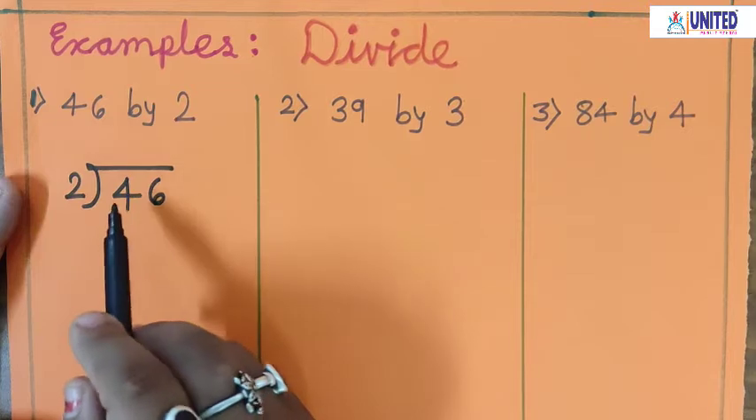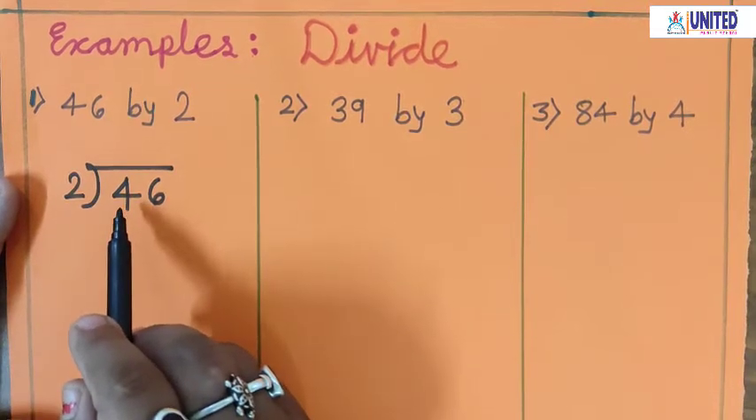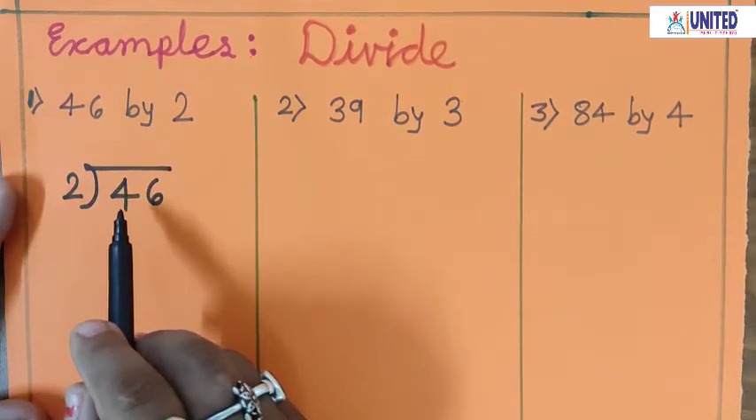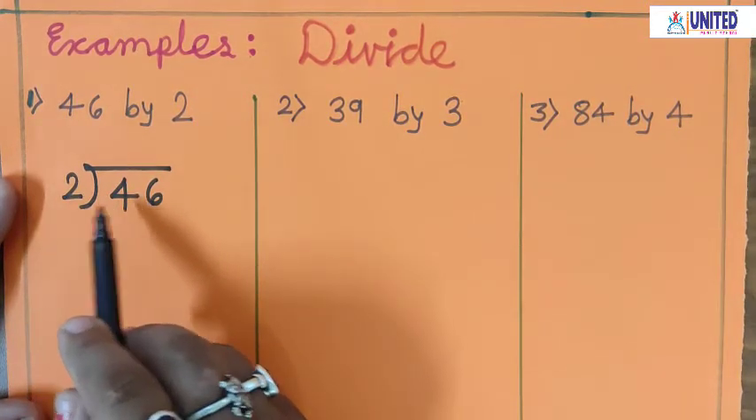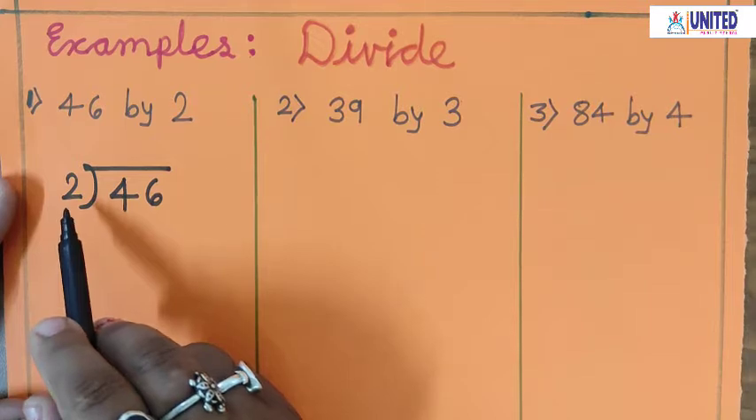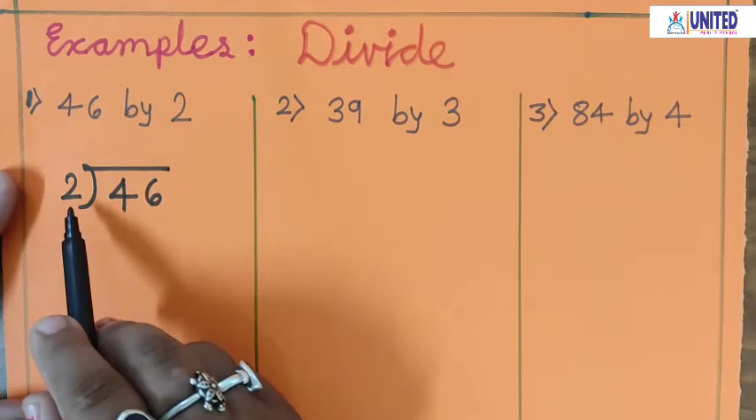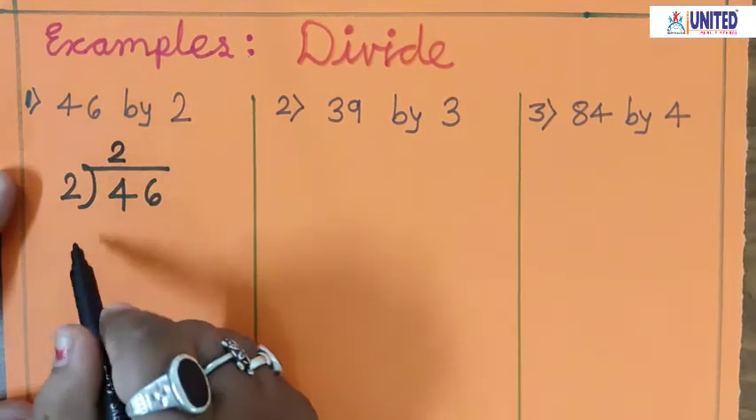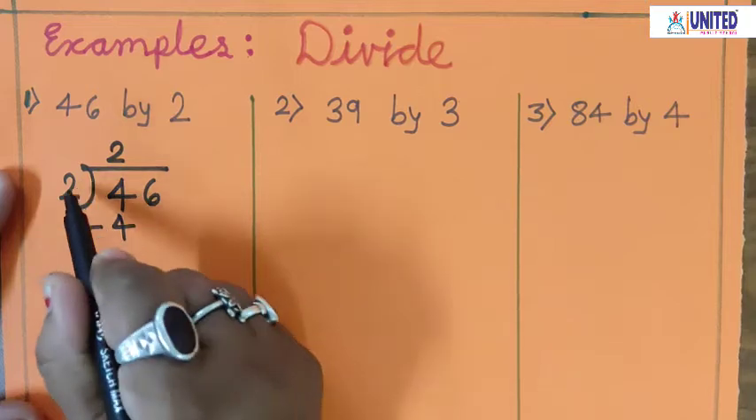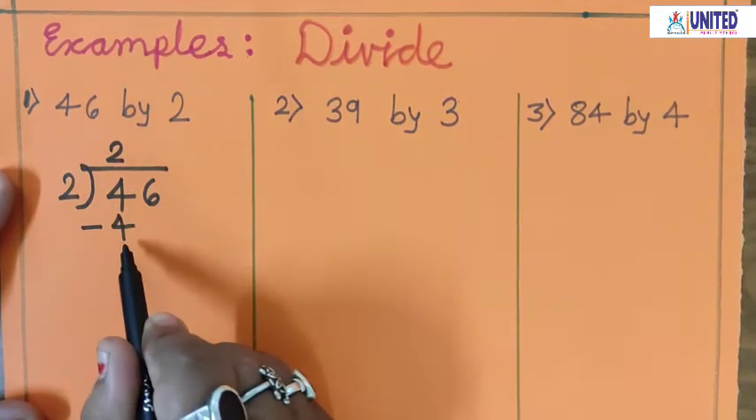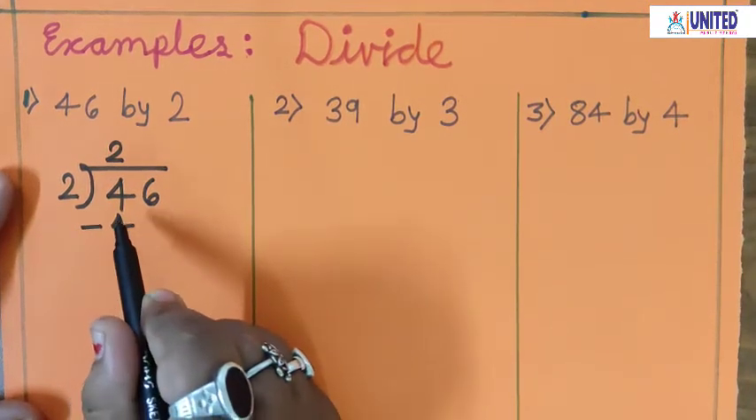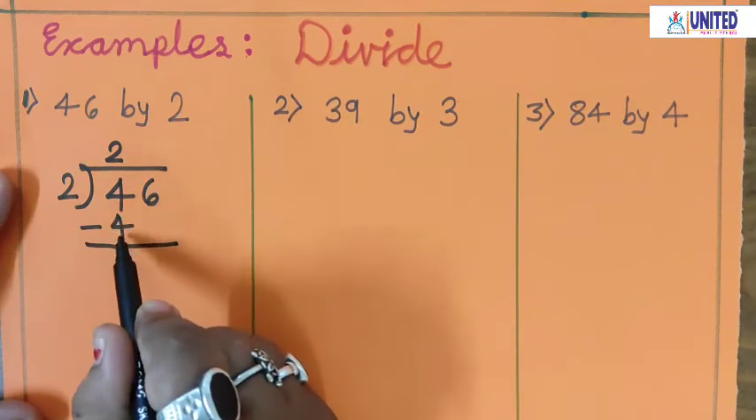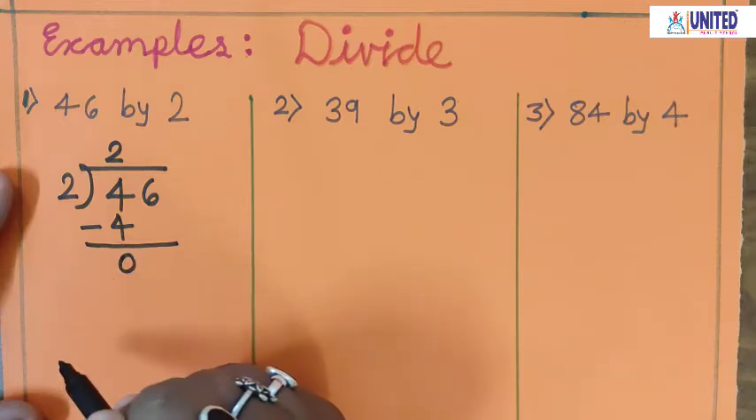So in the 46, the first number is 4. Right? And it is greater than the divisor. So we take only one number here, right? So 4 comes in the 2 table. Yes, right? So 2 2s are 4. So we write 2 2s are 4, minus 4. You have to write 4 exactly at the downside of the upper 4, right? Now 4 minus 4 is 0.